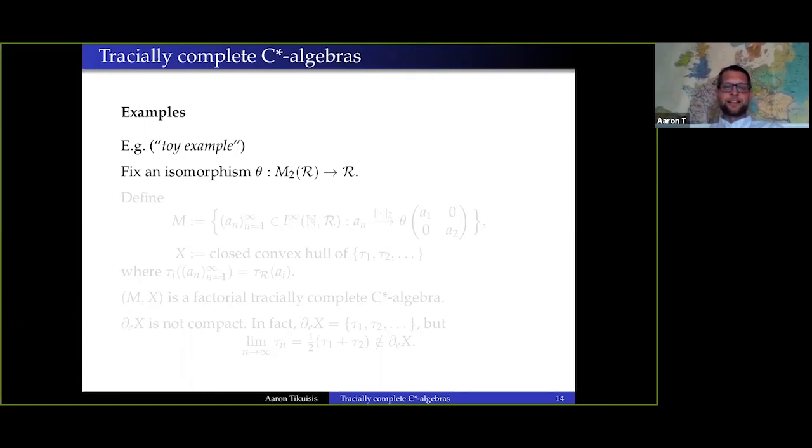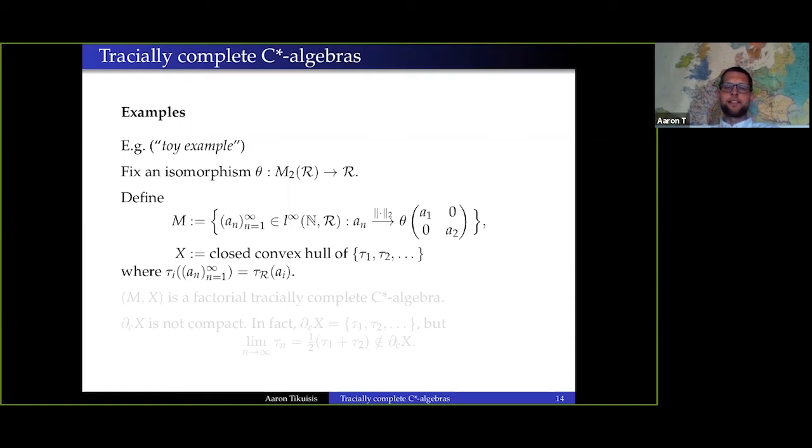This example, I won't say it solved any big problems, but it's something to get started if you want to go beyond the case where the extreme boundary is compact. So first we're going to fix an isomorphism between 2 by 2 matrices over the hyperfinite II_1 factor, which I'm denoting by R, so 2 by 2 matrices over R and R. Okay, and we'll define M to be the set of all bounded sequences of things in the hyperfinite II_1 factor, such that as you go out in the sequence, it converges in the 2-norm to a diagonal matrix that has the first 2 elements on the diagonal. That's a 2 by 2 matrix over R, and we identify that with something in R.